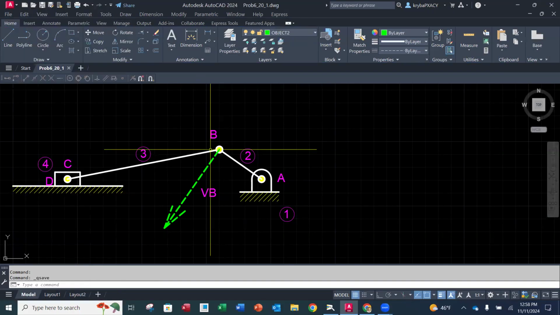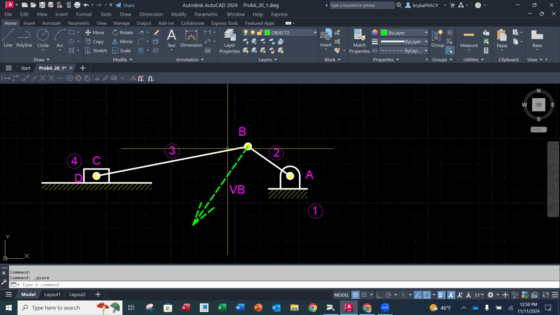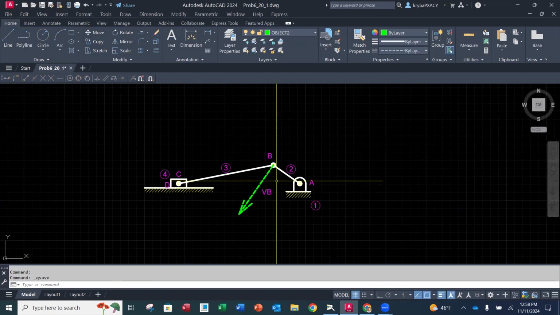And I might as well do a quick save. So I've got it on there. And that's why the diagram is important, because now it ensures that the velocity of B is perpendicular to link number 2. And now I have this drawn to scale, pointing in the direction of rotation. And then I've got it labeled the velocity of B.